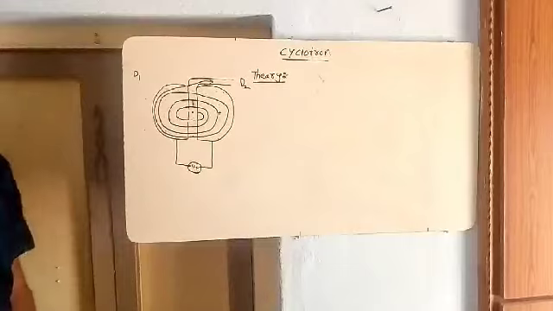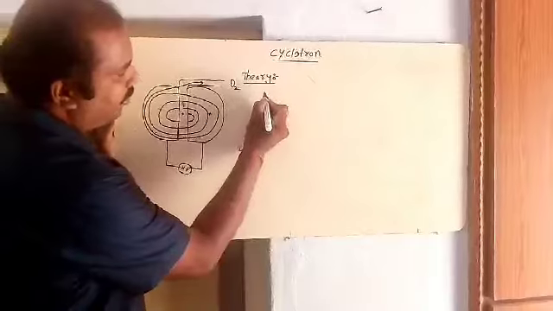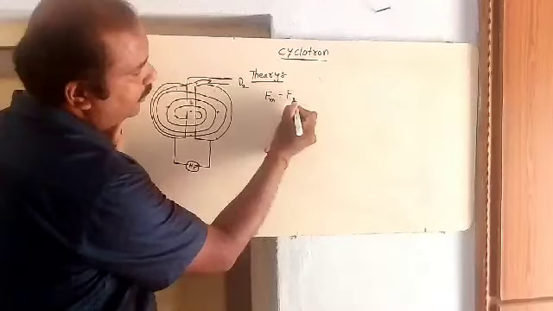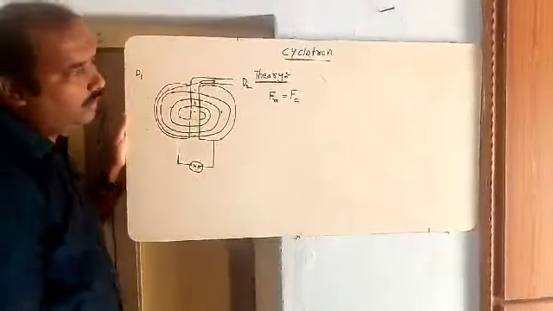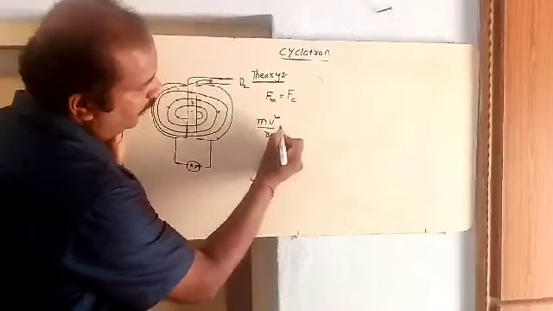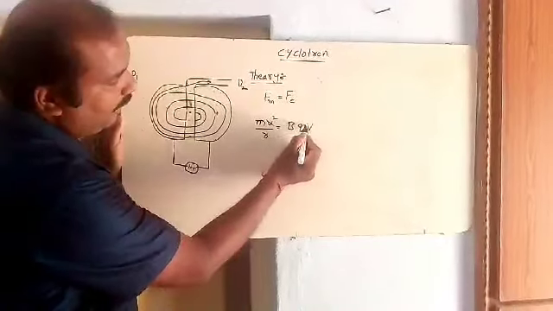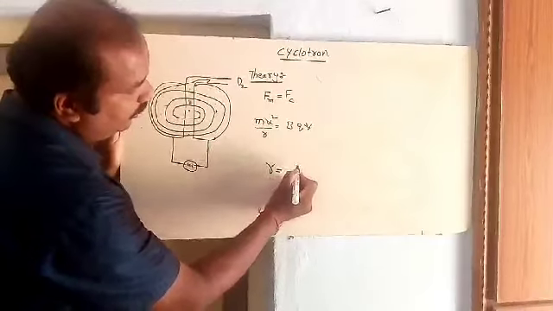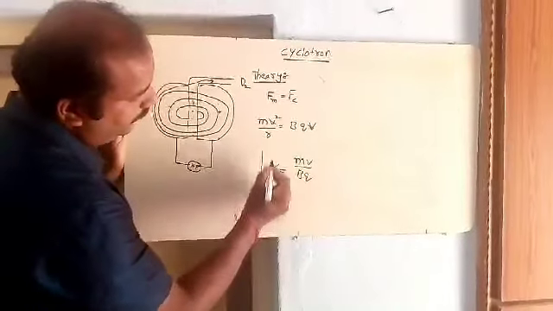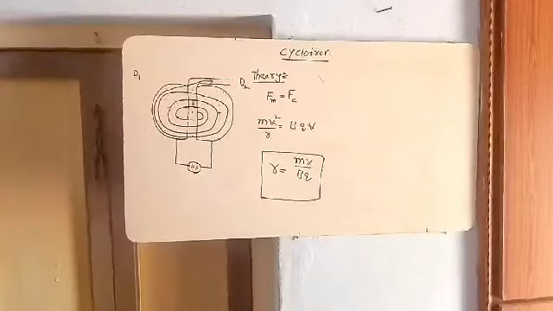Now see, first we find the radius of this particle. Yesterday I already told you, when the charged particle is moving in a magnetic field, force due to magnetic field is equal to centripetal force. mv square by r is equal to bqv. One v cancels, and finally radius is equal to mv by bq, and this is the radius of this charged particle.